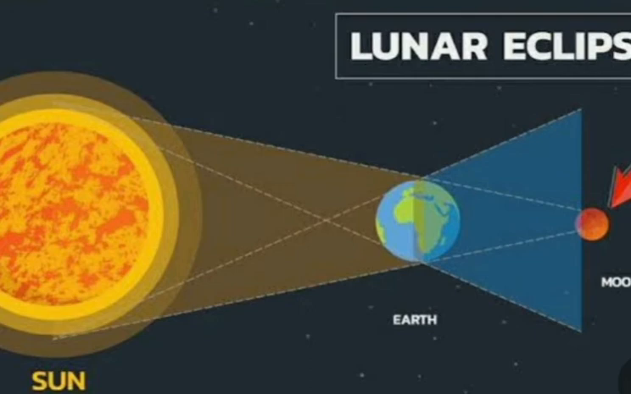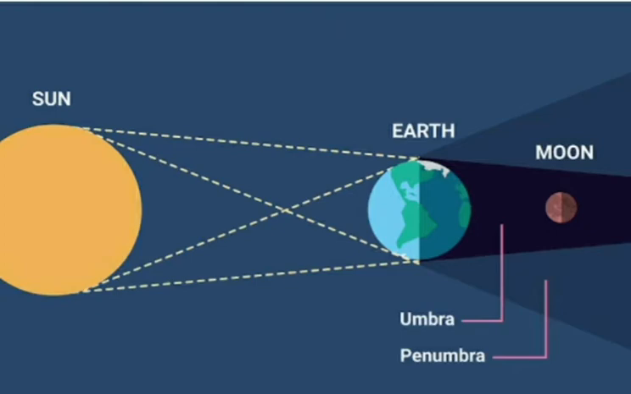But in lunar eclipse, the earth acts as an opaque object and moon as a screen. The shadow of the earth falls on the moon and blocks its view. As long as the moon remains in the umbra region of the shadow of the earth, that is total lunar eclipse. When the moon enters the penumbra region, it is a partial lunar eclipse.